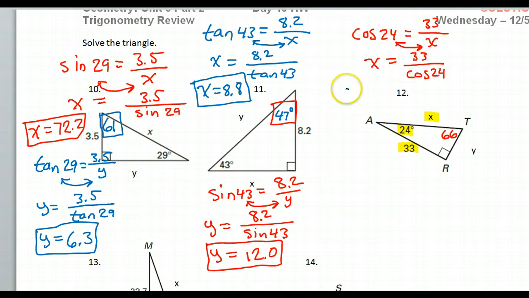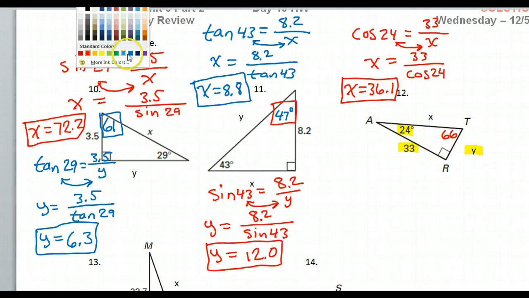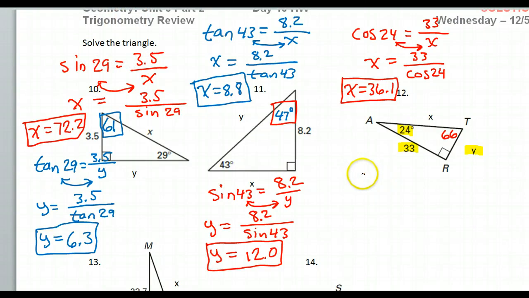Calculator time. So x equals 36.1. All right, now let's find y. So instead of x, now I'm looking at y. So now this is opposite over adjacent. So I'm going to use the tangent function again. All right, so I'm going to go tangent 24 is equal to opposite over adjacent.